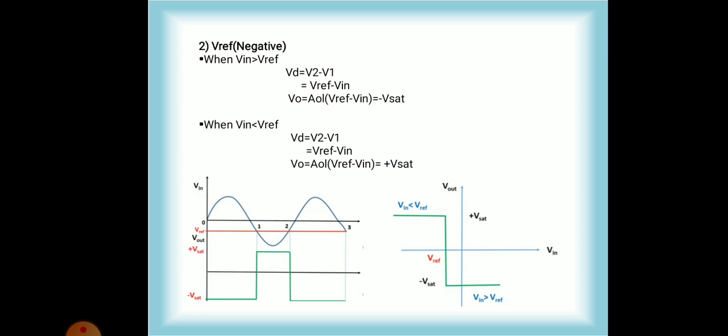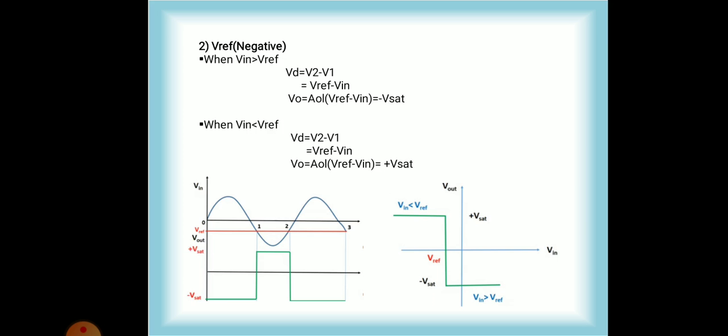When Vin is greater than V reference, that is when Vin is greater than minus 2 volts, the differential voltage Vd will be negative. Therefore, the output voltage will be minus V saturation. When Vin is less than V reference, that is when Vin is less than minus 2 volts, the differential voltage will be positive. Therefore, the output voltage will be plus V saturation.